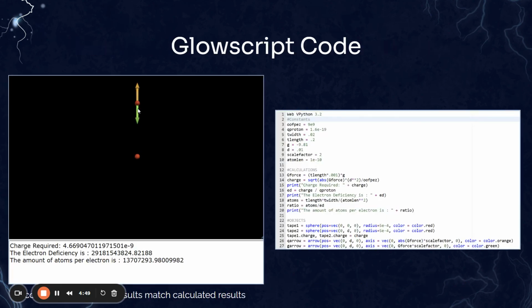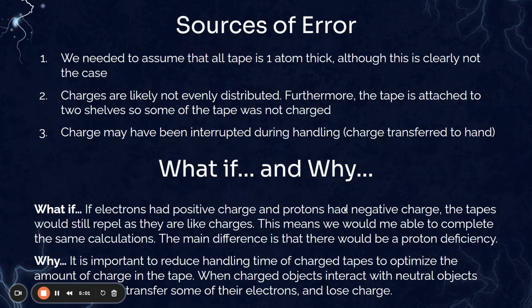Here is my code. As you can see, the green arrow going down represents gravity, and the up arrow represents the electron charge, and all the calculated values match the results that I got from my calculations.